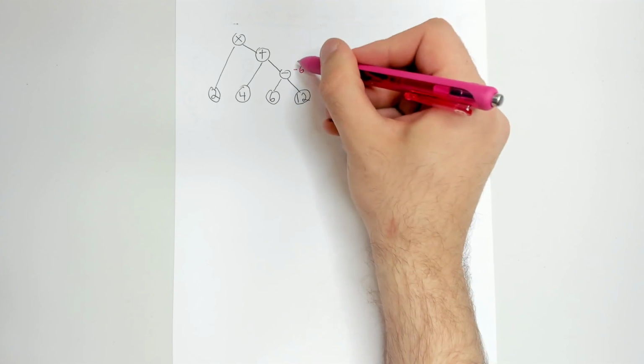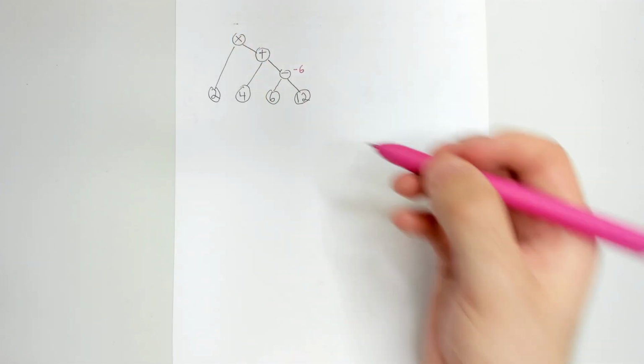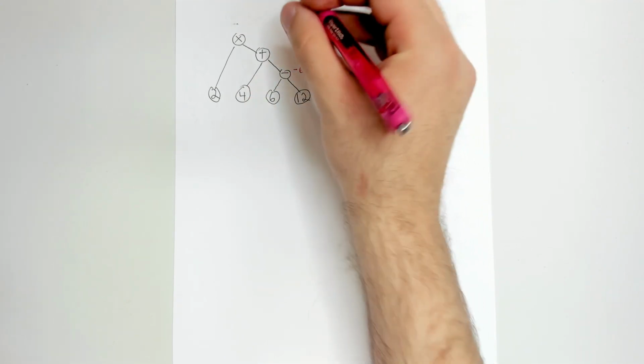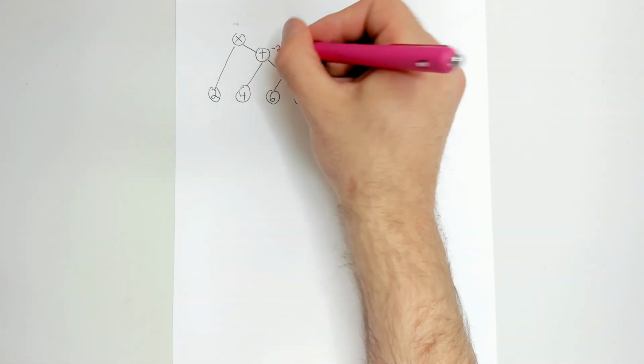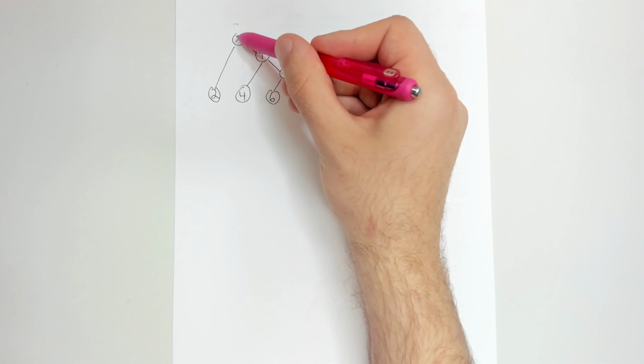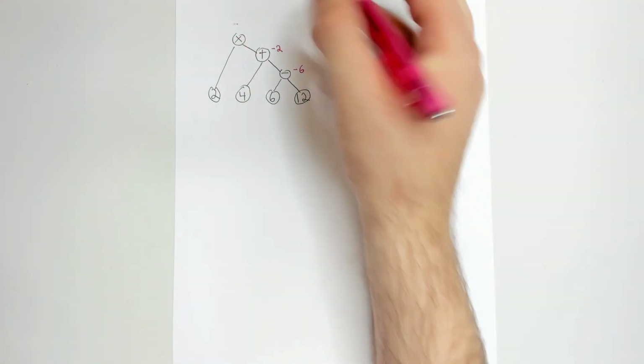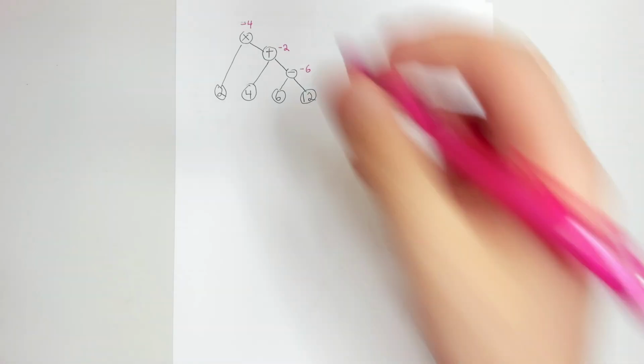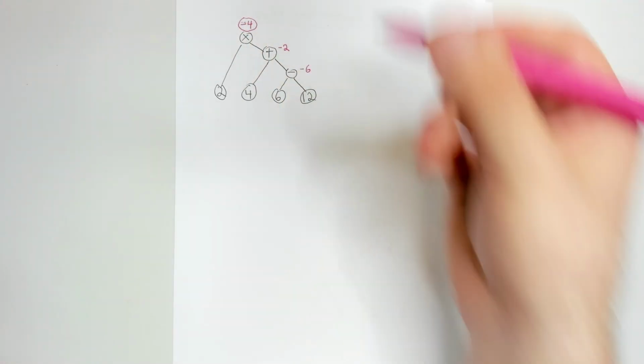So we can just keep track of what number we get along the way. Now we're doing 4 plus negative 6, which is the same thing as 4 minus 6, and we're going to get negative 2. And now we're doing 2 times that result, so 2 times negative 2 is negative 4. All right, so our whole result for this expression tree is negative 4.